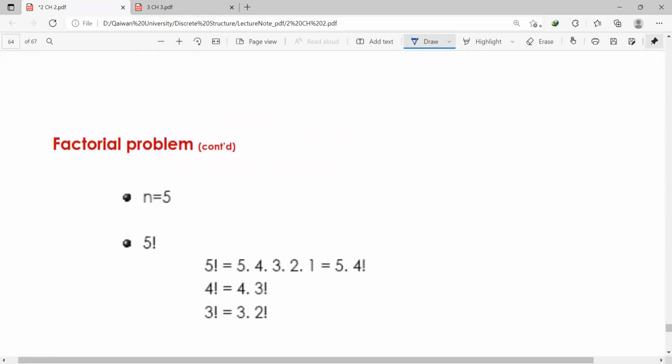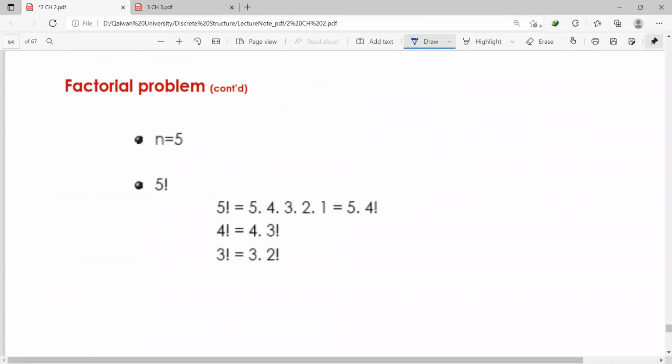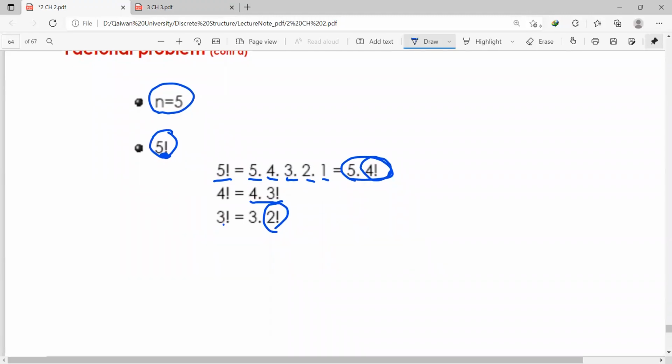To write down the recursive algorithm for this factorial, it's in the next slide. Here, if n is 5, this is the input. So what's the output? The output is 5 factorial. If you want to find the factorial of n, the input is 5 and the output is the factorial of 5. So 5 factorial is 5 times 4 times 3 times 2 times 1, which is 5 times 4 factorial. 4 factorial is 4 times 3 factorial, and 3 factorial is 3 times 2 factorial, and so on. So 5 times 4 is 20, times 3 is 60, times 2 is 120, times 1 is still 120. That means 5 factorial is 120.